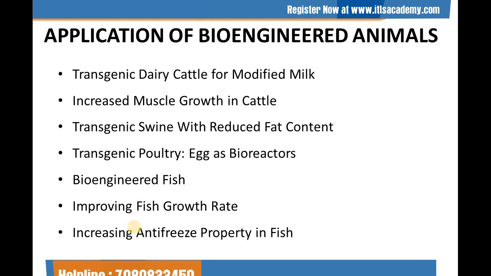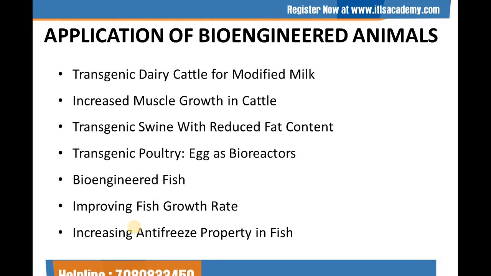Bovine somatotropin, a growth hormone, is formed in the pituitary gland of young cattle and is well known for accelerating milk production in lactating cows. Recombinant bovine growth hormone (rBGH) causes decreased fat content in transgenic pigs.